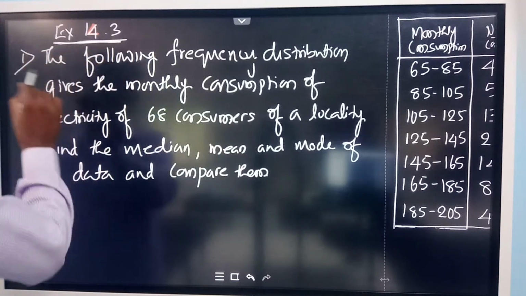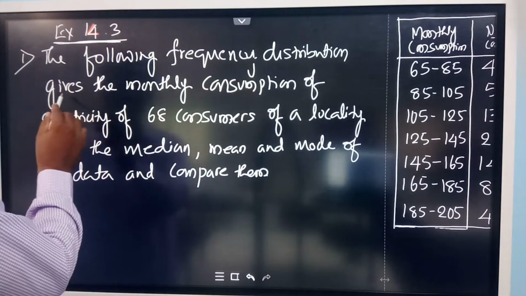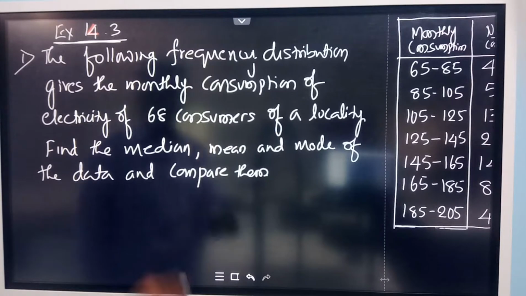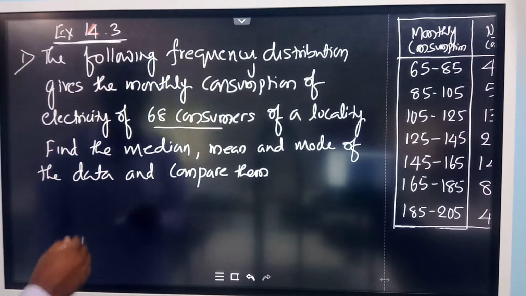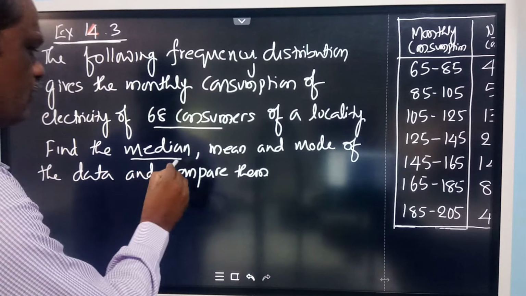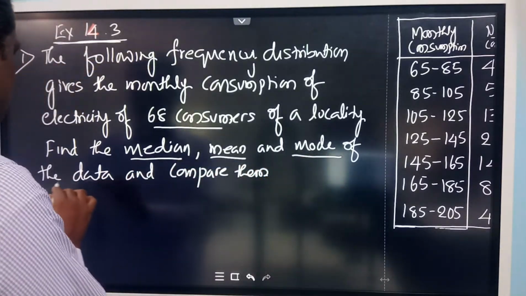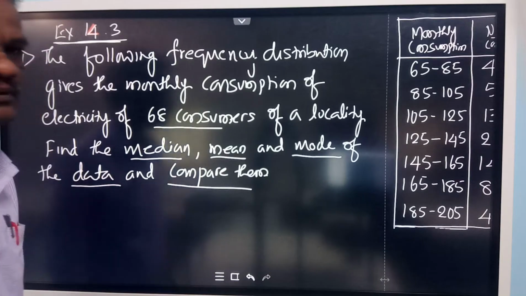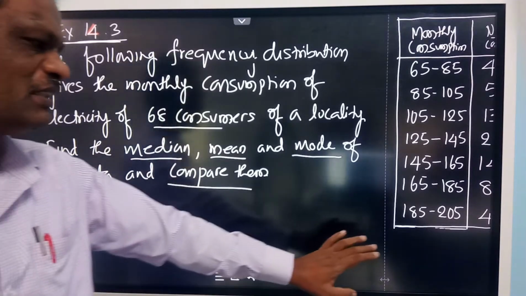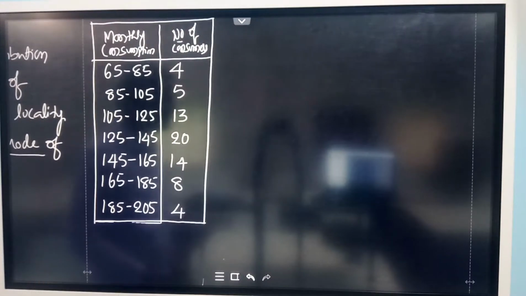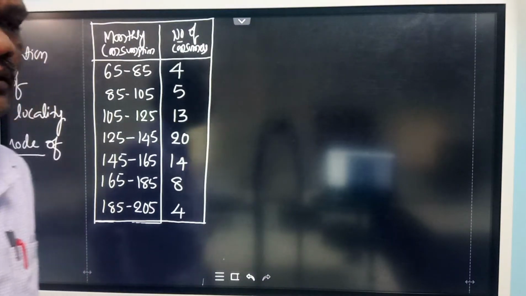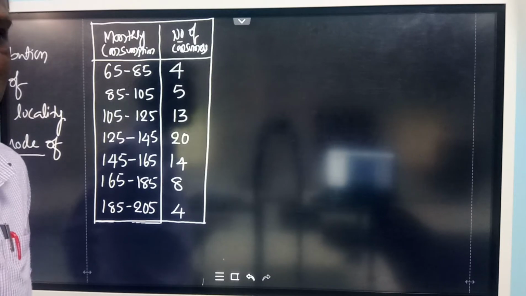Exercise 14.3. The following frequency distribution gives the monthly consumption of electricity of 68 consumers of a locality. Find the median, mean and mode of the data and compare them. So we have to find all three measures of central tendency and compare them. What are the things required for finding the mean, median and mode?